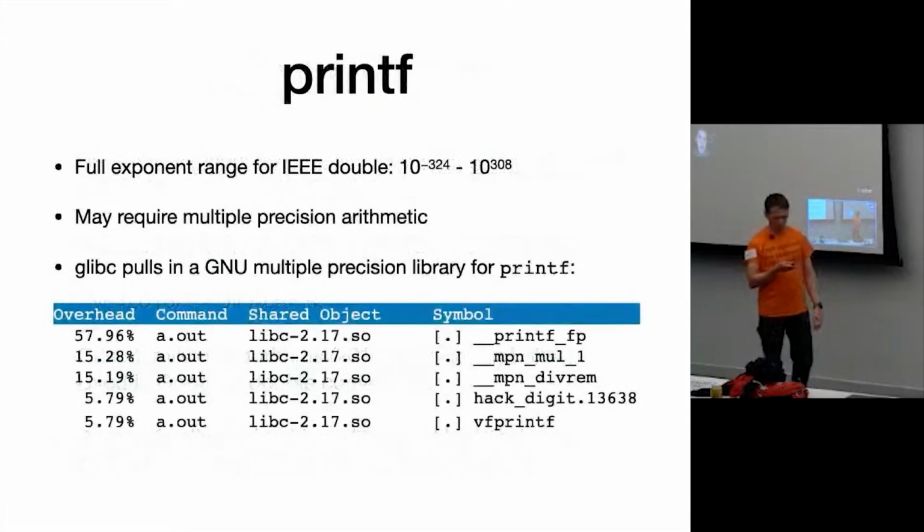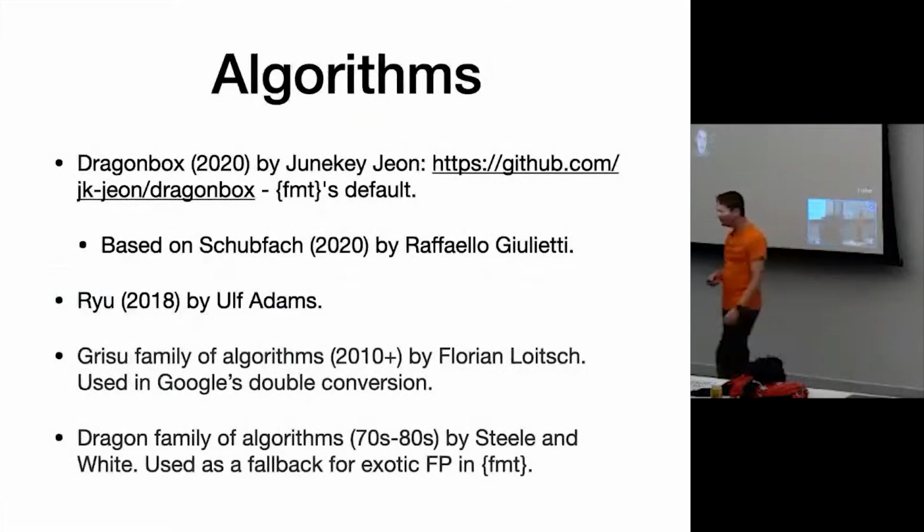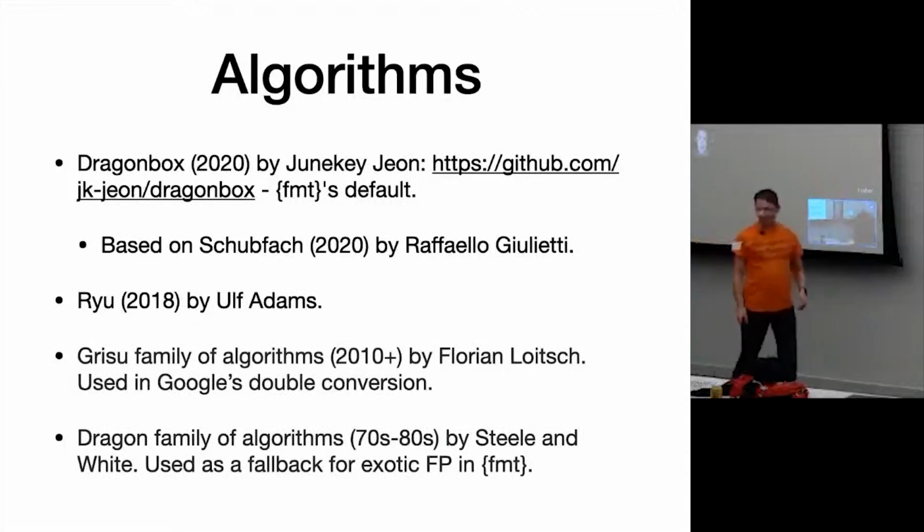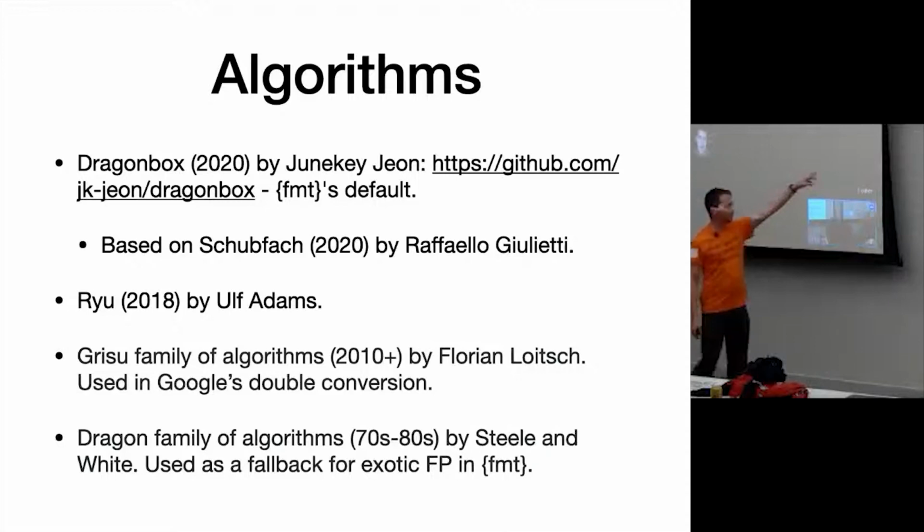What is exotic floating point? Exotic is like 128-bit long double. Well, it's not very exotic, but unlike doubles, these require very large tables to do any of these.